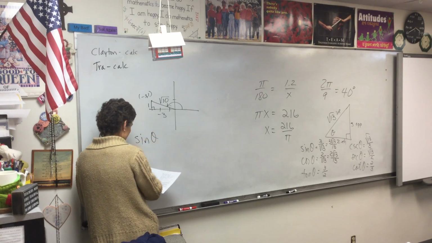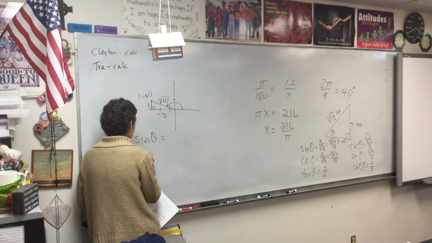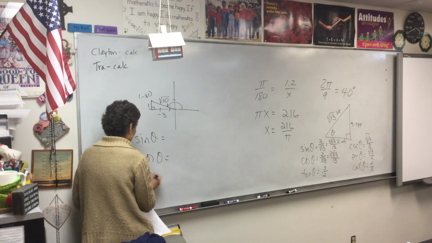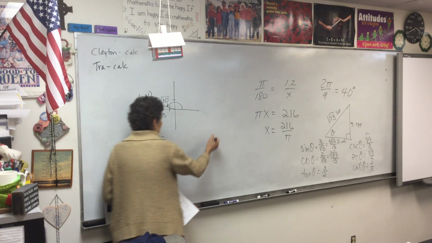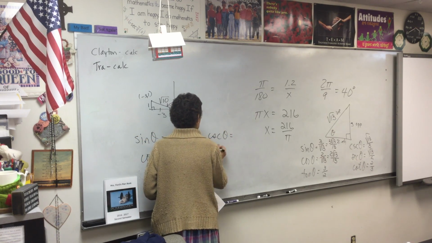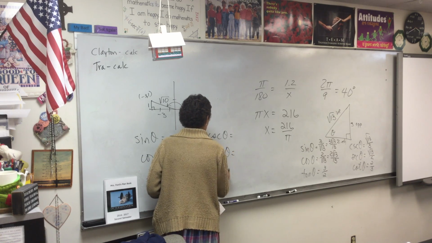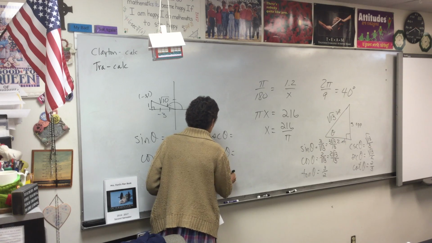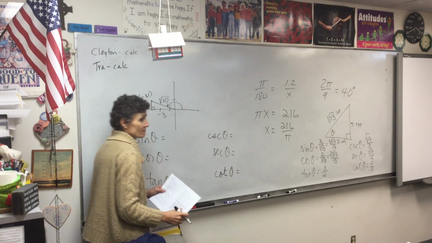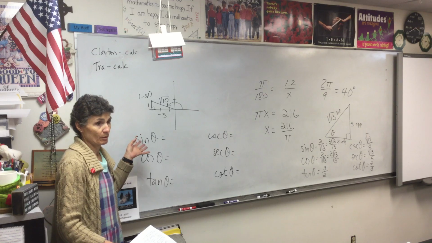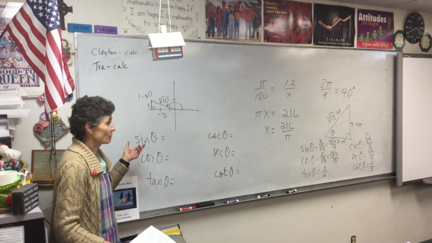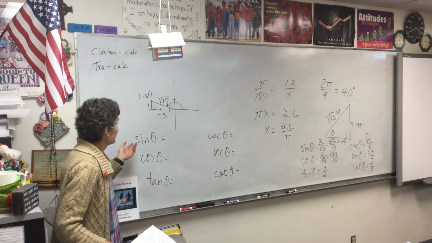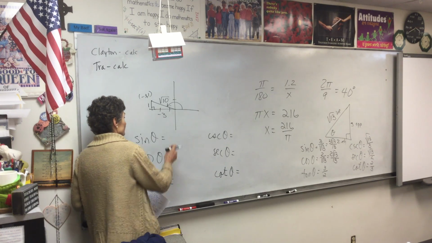So we want, because it says find all 6. So here we go. Sine, cosine, tangent. And cosecant, secant, cotangent. Now, this is exactly the same thing, except you do have to watch out. We're going to have negatives. We're going to have some negatives in this part, right? Because of where that angle is drawn. So what's my sine?